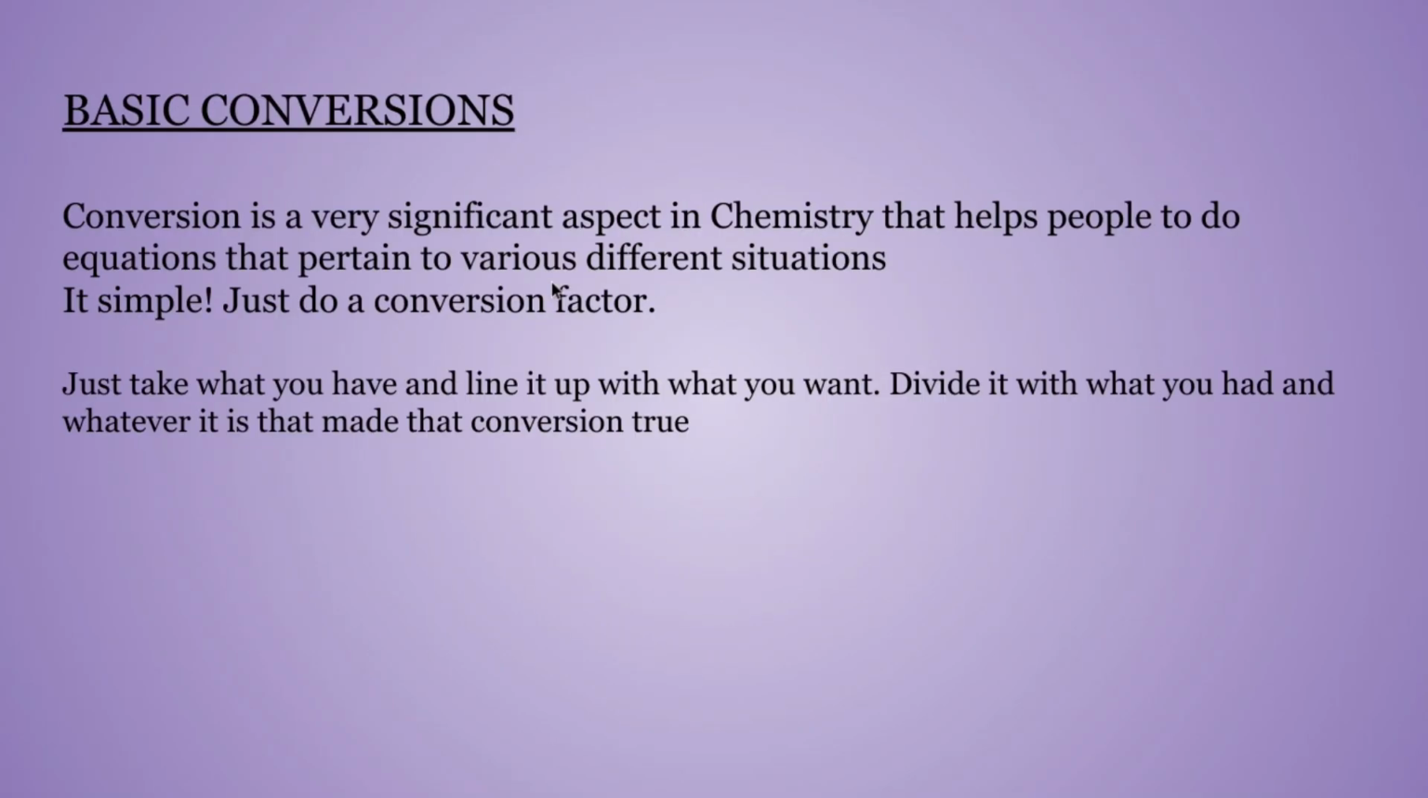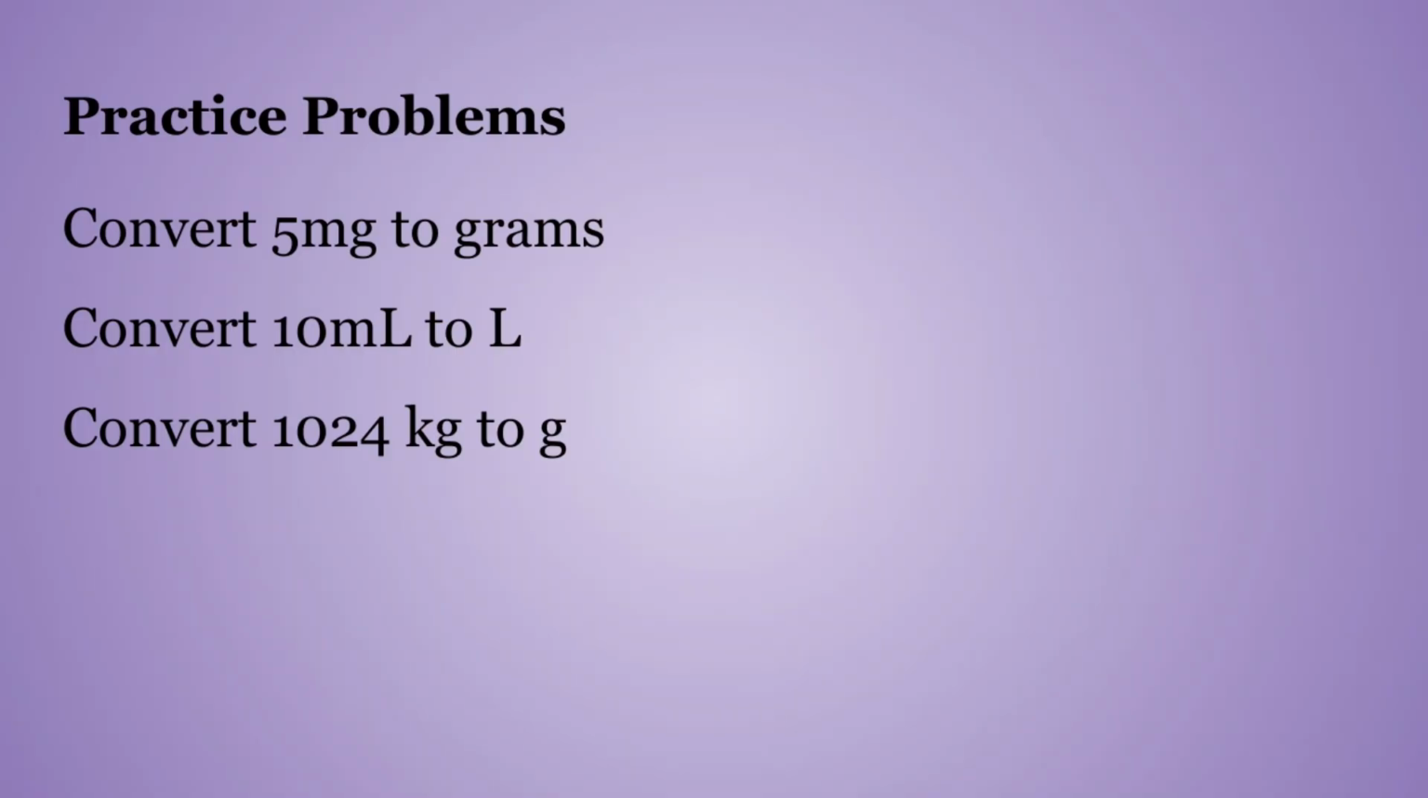Okay, now just basic conversions. Conversion is a very significant aspect in chemistry that helps people to do equations that pertain to various different situations. It's simple, just do a conversion factor. Just take what you have, line it up with what you want, divide with what you had, and whatever it is that made that conversion true. I do not expect any of you to understand what that sentence just said. Just take a look at the example and go with it. Practice problems. Convert 5 milligrams to grams, convert 10 milliliters to liters, and then convert 1024 kilograms to grams.